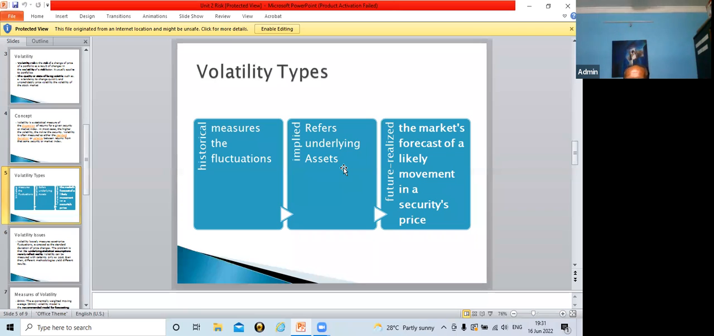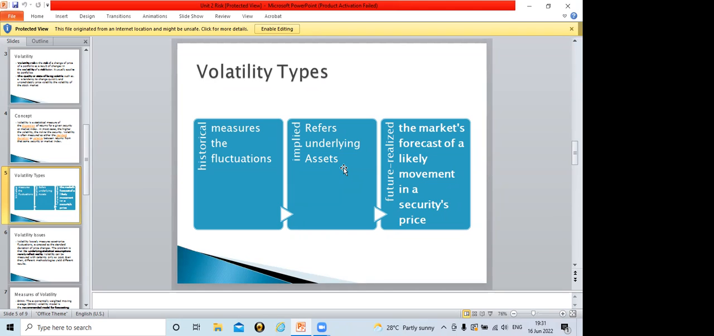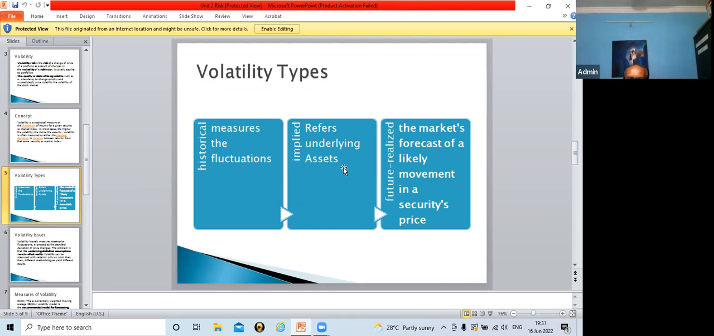Underlying. Did you understand what is underlying asset? Yes, sir. Okay. Now the third volatility type is future realized. Look at here. Future realized. Now what is this future realized? It is the market's forecast of a likely movement in a security's price.